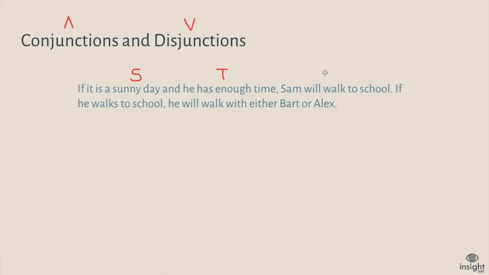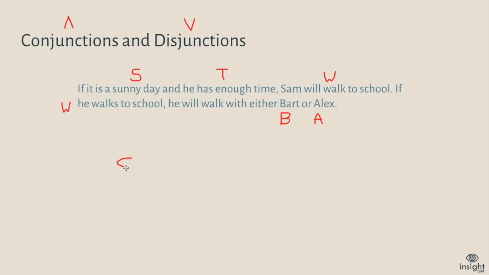Sam will walk to school. Let's make that W. If he walks to school, that's the W again. He'll walk with either Bart or Alex. Okay, let's just give them the letters for their names. And let's go ahead and put this into symbolic form.